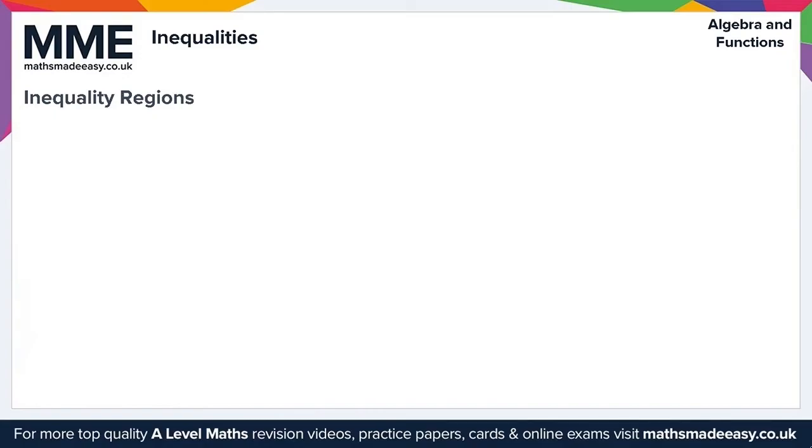And finally, let's take a look now at inequality regions. Well, if we're given 2 or more inequalities, you may be asked to draw the region that satisfies all of them. Well, to draw a graphical inequality, we use the following steps. For step 1, we just simply treat the inequalities as equations in terms of y and x. For step 2 here, we simply plot the equations.